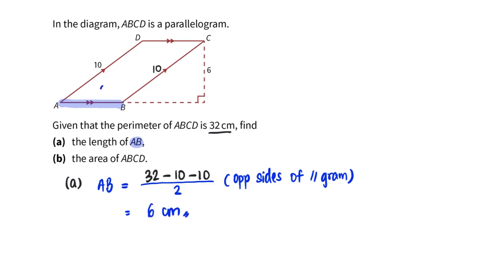Now that I know this is 6 cm, I would then be able to find the area of parallelogram ABCD pretty easily. Since I have the base 6, I also have the height 6, since they are perpendicular to each other, and if you cannot see it, and therefore for part B, the area of ABCD is therefore equals to base times height, 36 cm square.